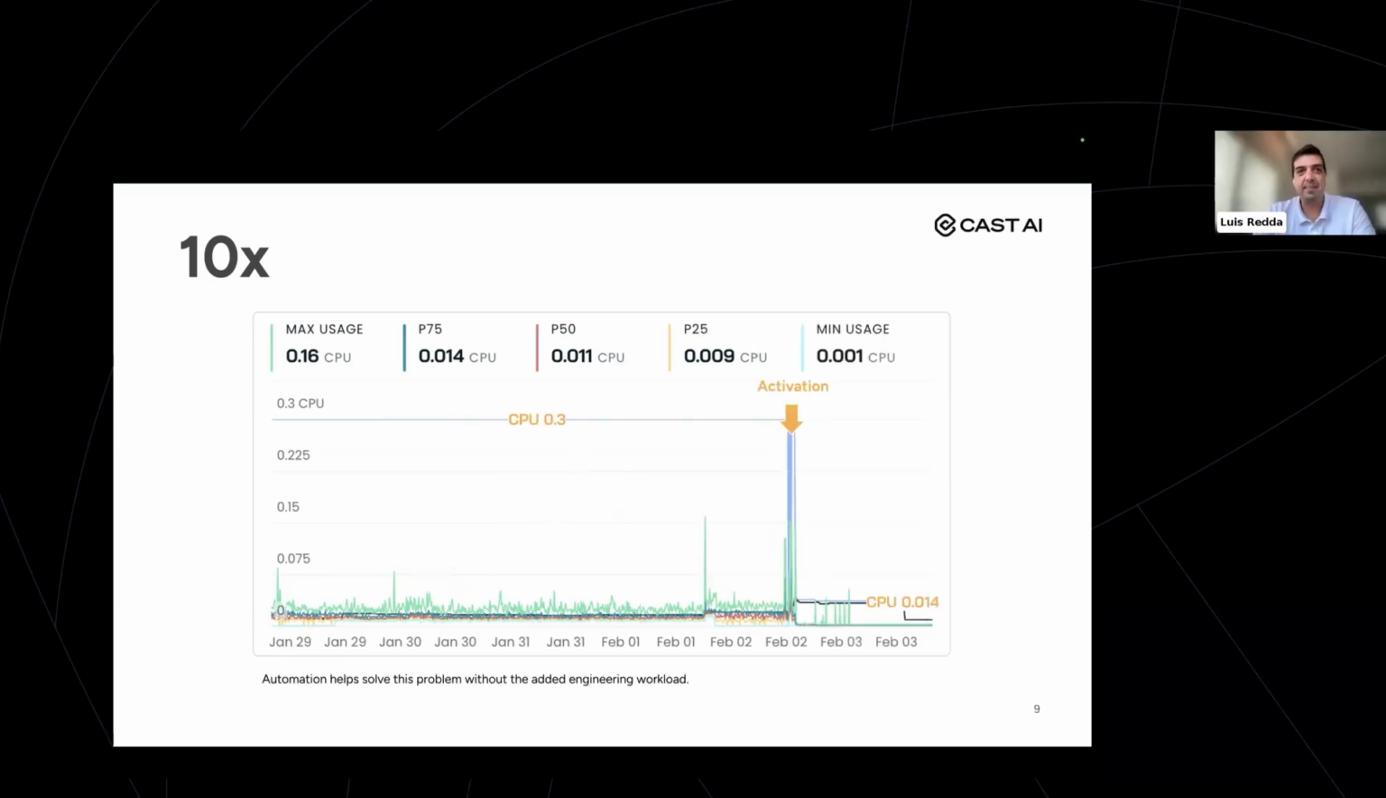So, how do we fix this? What happens when CAST AI steps in? Perfect. This is what happens when CAST AI steps in. We detect the patterns in real time, the application usage. We know how many CPUs and how much memory the application is requesting, and we use machine learning to optimize it.